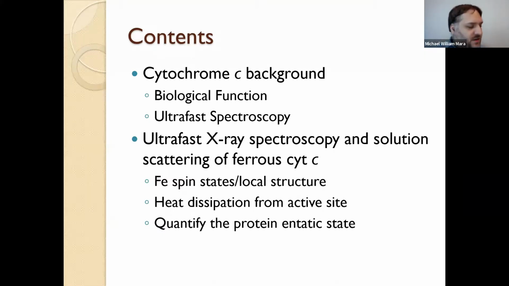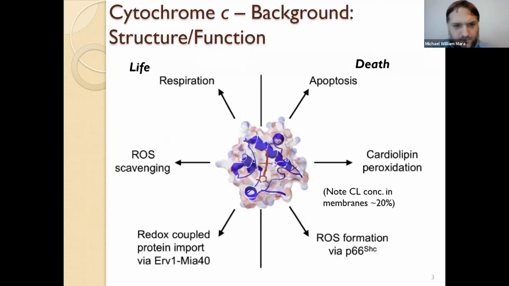Talk a bit about the changes in spin state and local structure in the iron upon photodissociation. We'll also talk a bit about how heat dissipation occurs from the active site into the bulk. And we're going to use all of this to quantify what is known as the protein entatic state. And I'll define what that is shortly.